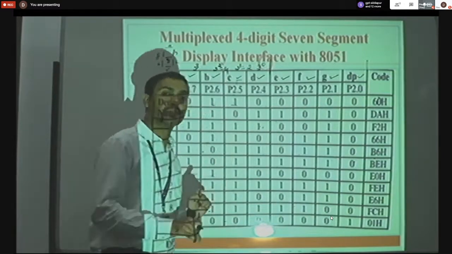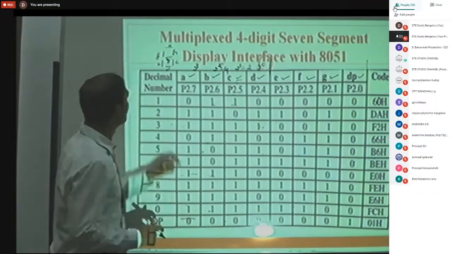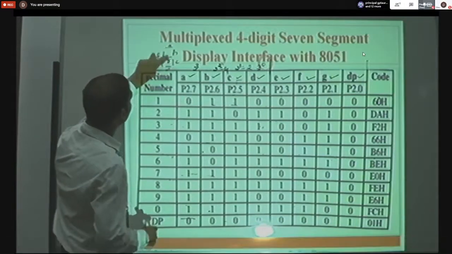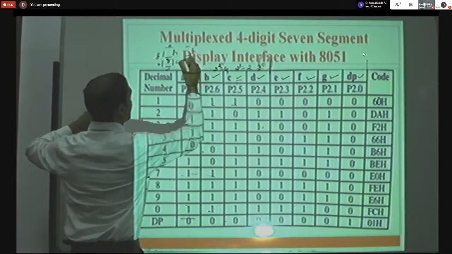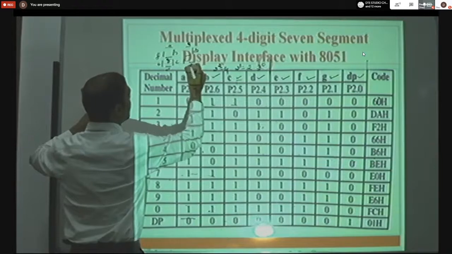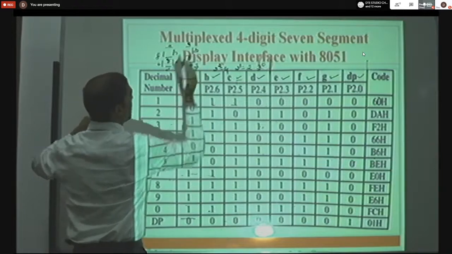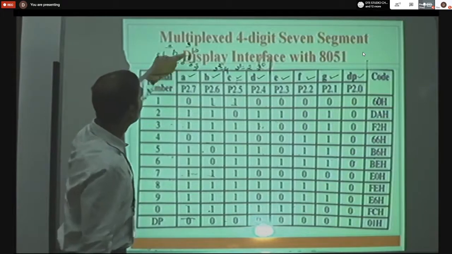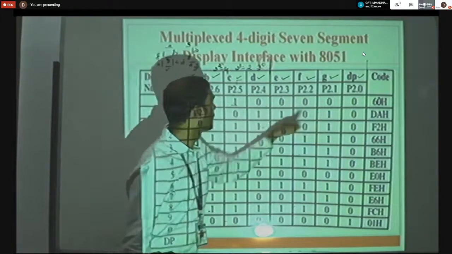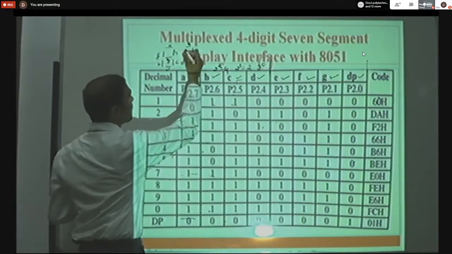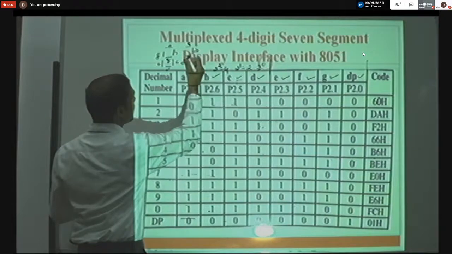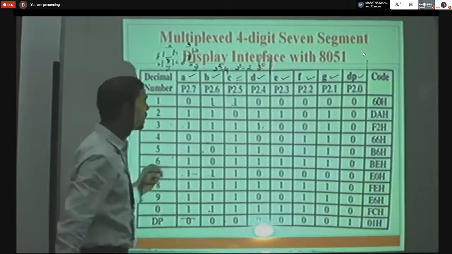The same thing you should use when writing the assembly language program. Similarly, see how you can get 2. A, B, like this. This is the 2. A, here it's B, then C, there is no use of C, it's D, then E, there is no use of F, G. Some imagination is required. So A, B, D, E, G. The remaining are 0, which means those segments are not activated and do not glow. Only A, B, D, E, G are activated, so it looks like the number 2.